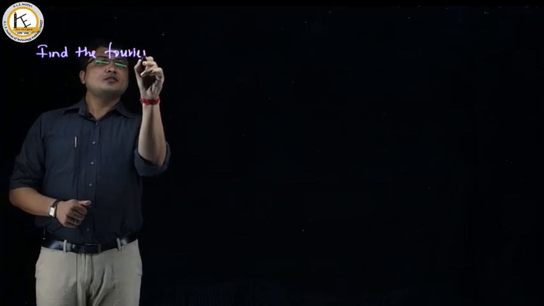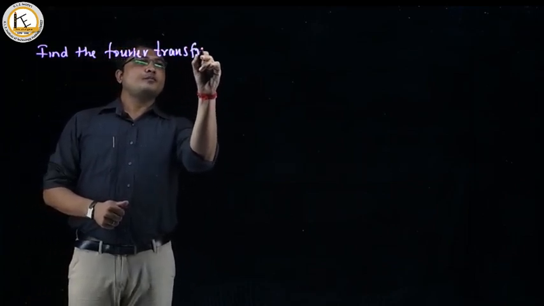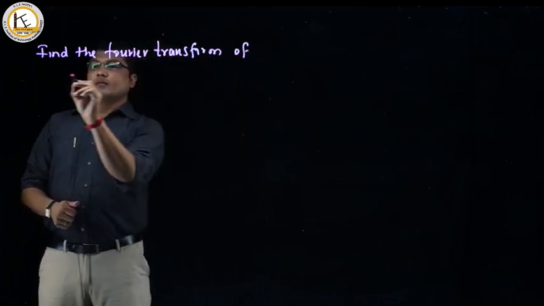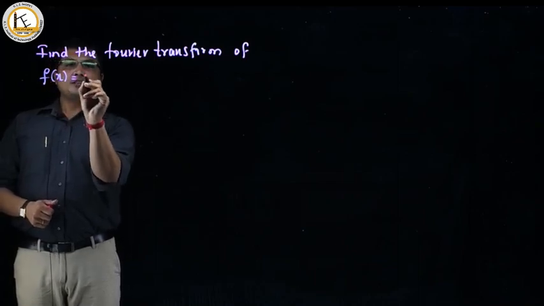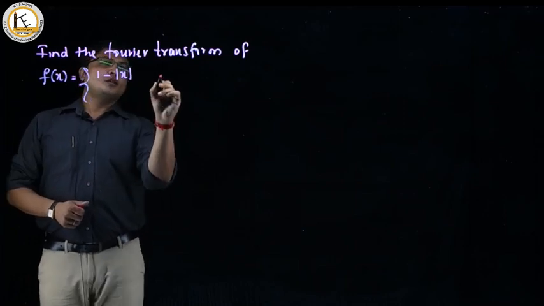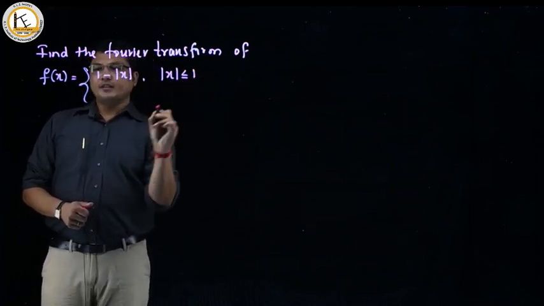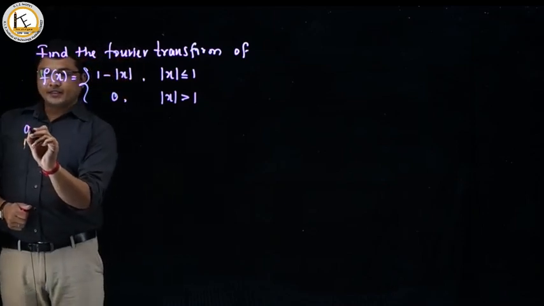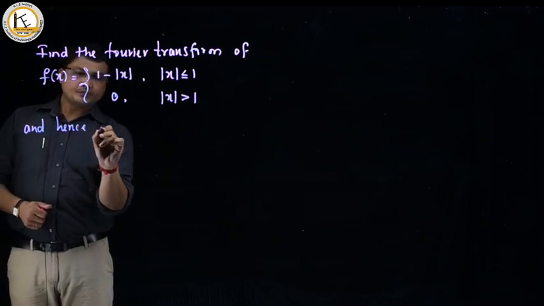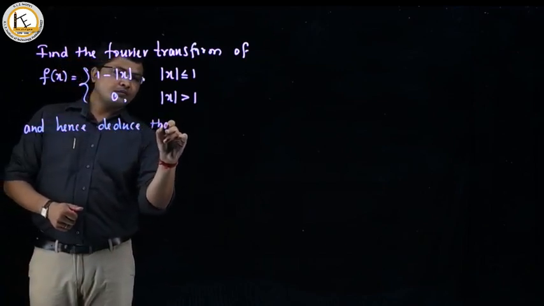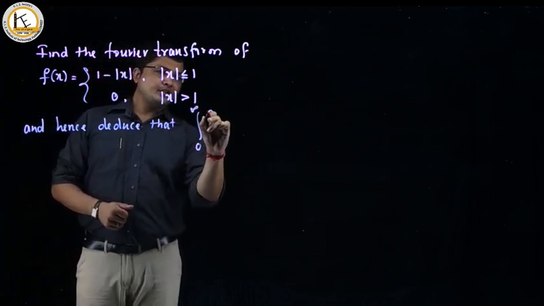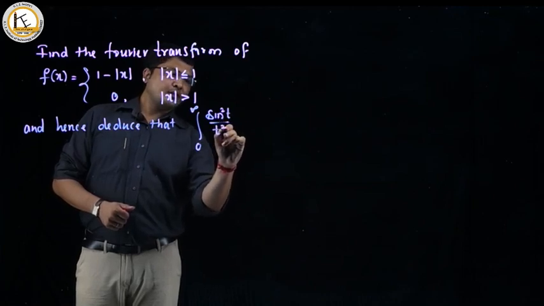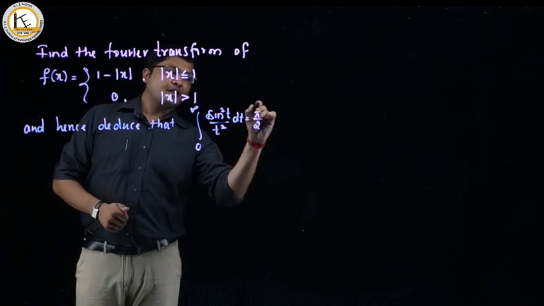Find the Fourier transform of the function f of x is equal to 1 minus mod of x for mod x less than or equal to 1, and it is 0 for mod x greater than 1, and hence deduce that integral 0 to infinity sin square t by t square with respect to t is equal to pi by 2.